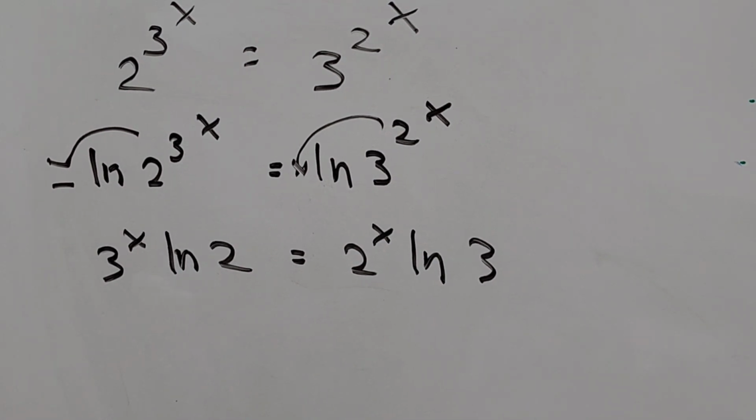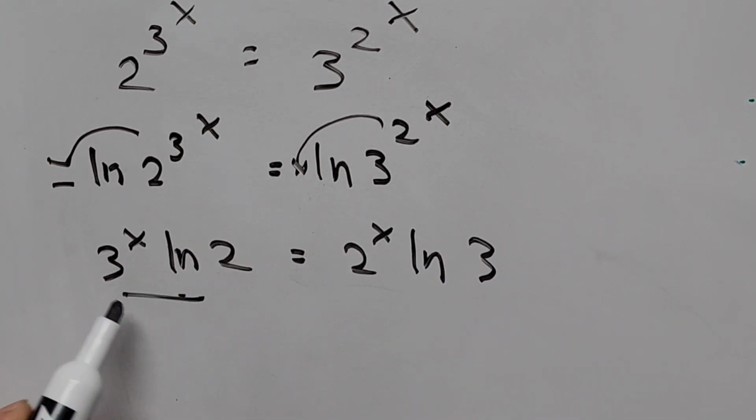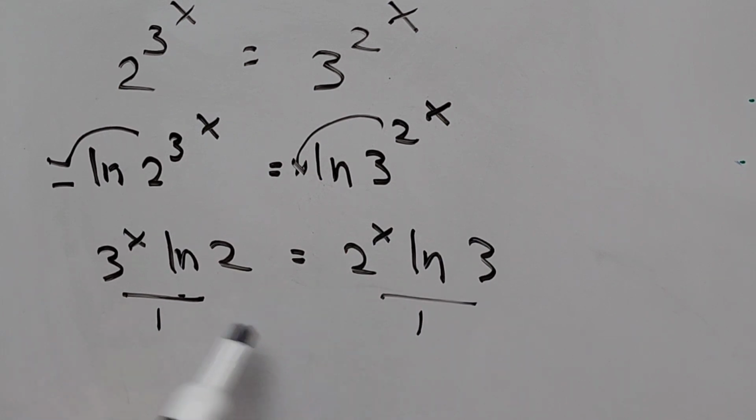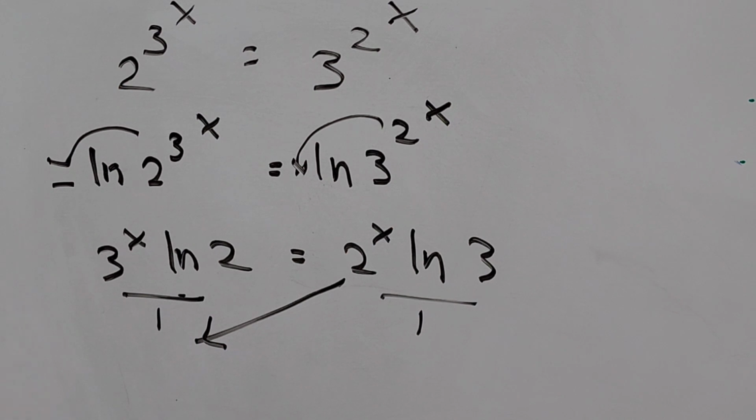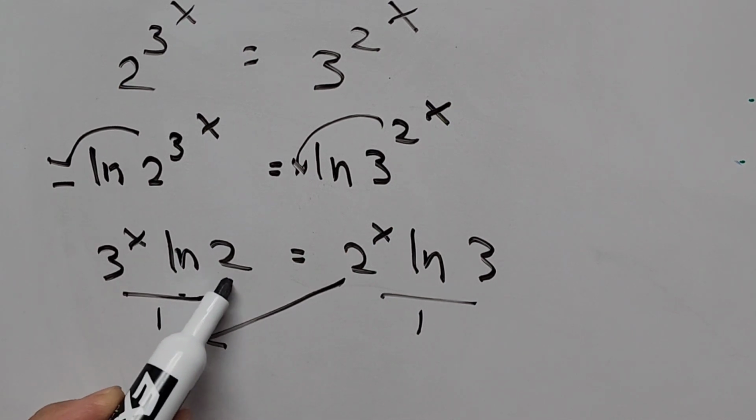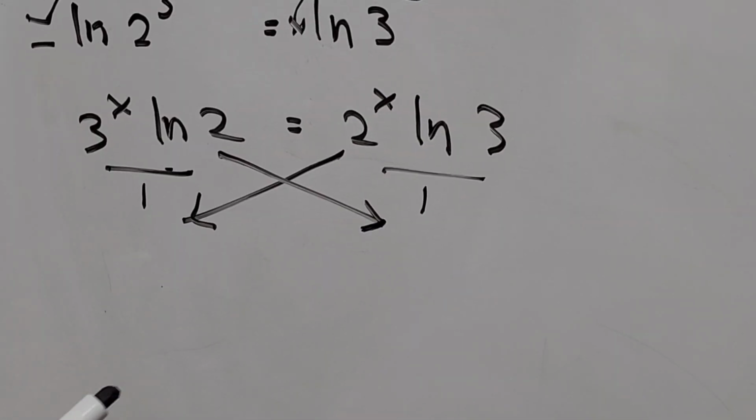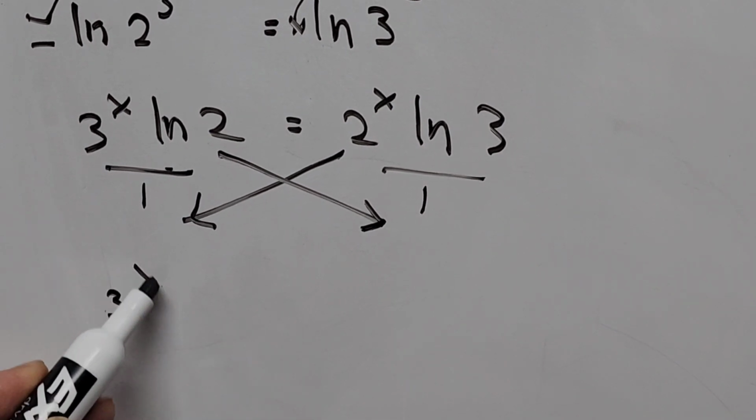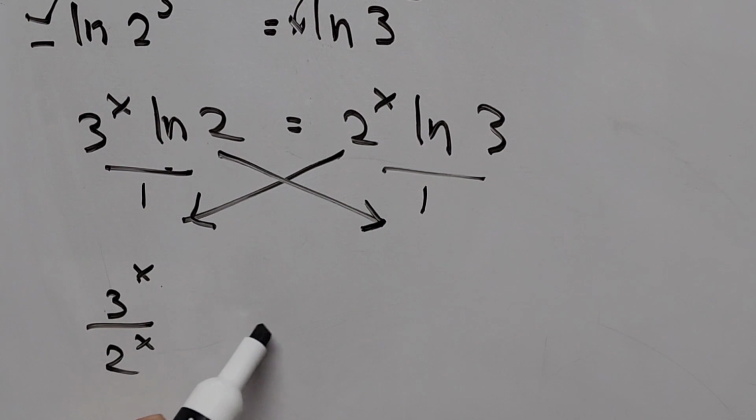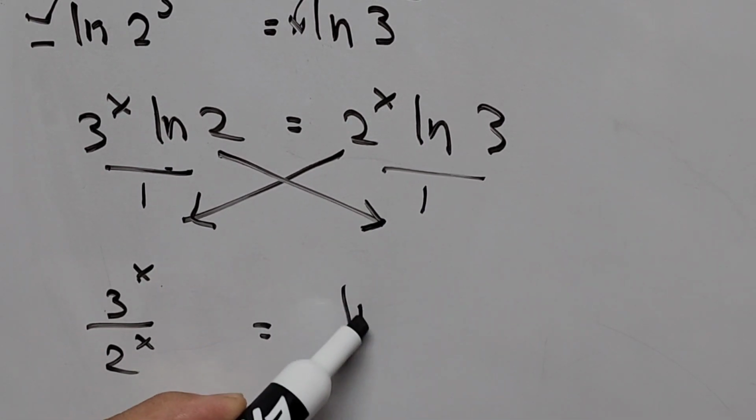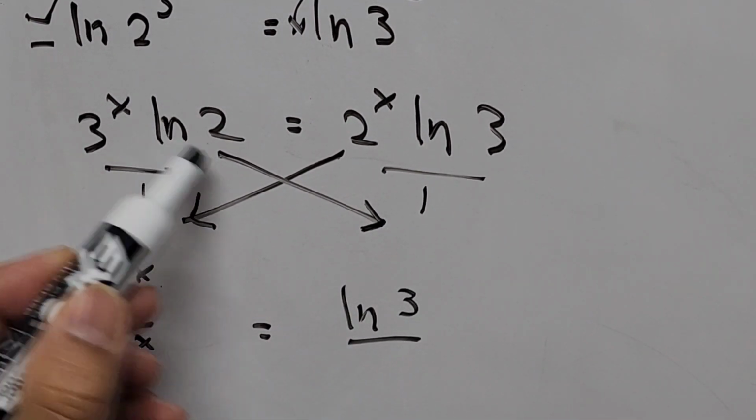From here, we are collecting all the variables to the left and the constants to the right. This can be written the same way as divided by 1. We put this 2 to the power of x on the left and the constant ln of 2 to the right. So the equation now becomes 3 to the power of x divided by 2 to the power of x equals ln of 3 divided by ln of 2.